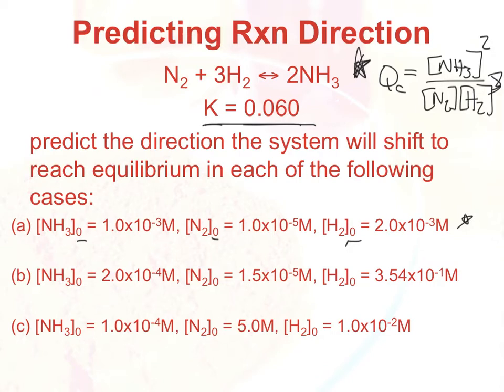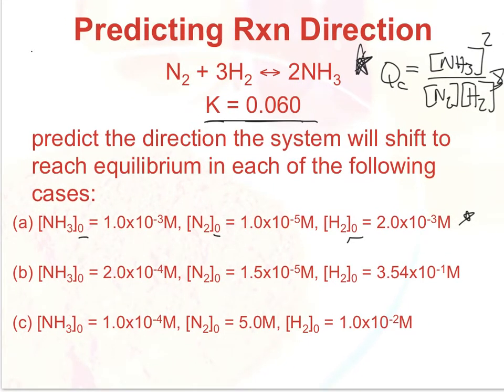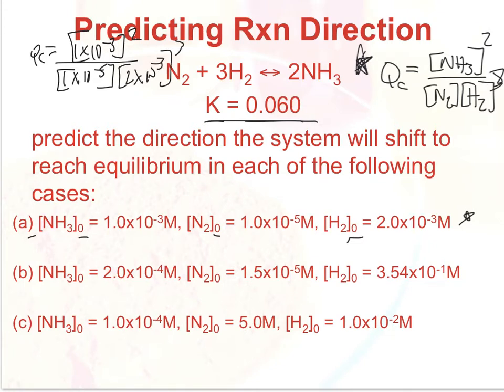Okay, so let's go ahead and do this first example out for A. My Qc in terms of the condition seen in A is going to be (1 times 10 to the negative third) squared, divided by (1 times 10 to the negative fifth) to the first power, times (2 times 10 to the negative third) cubed. And we're going to go ahead and plug that into our calculators, and that's going to give us the following.